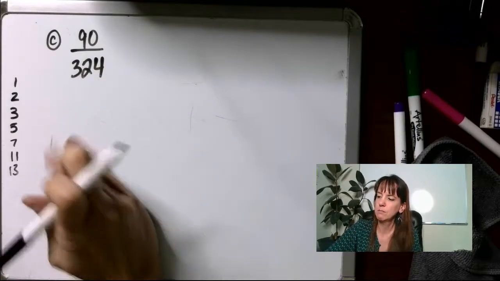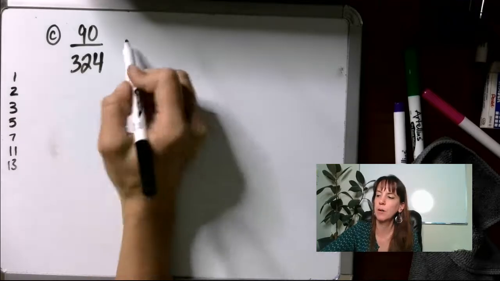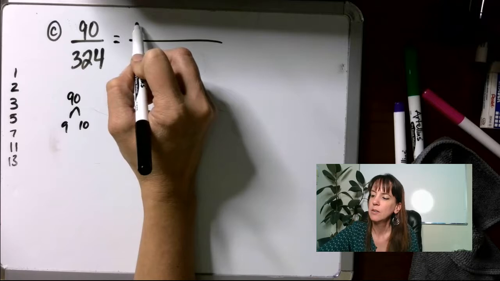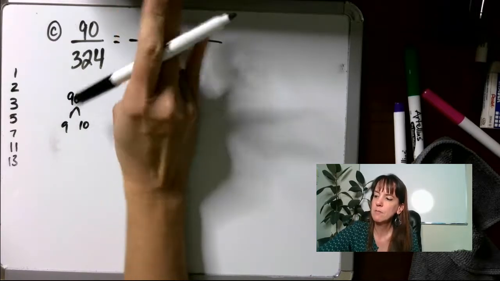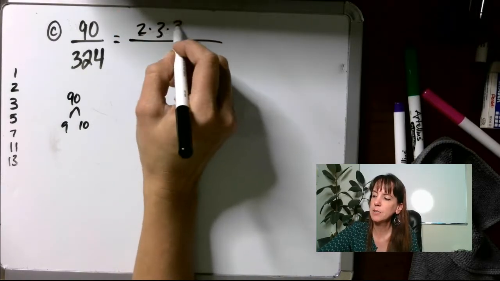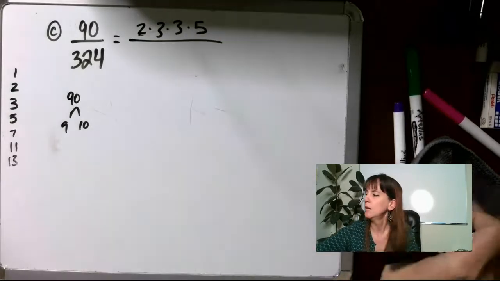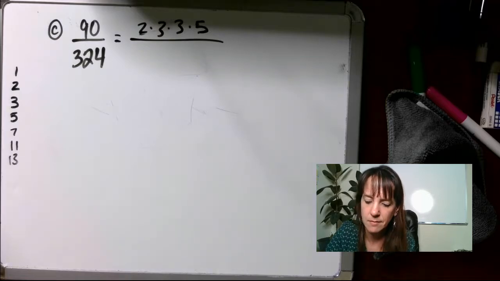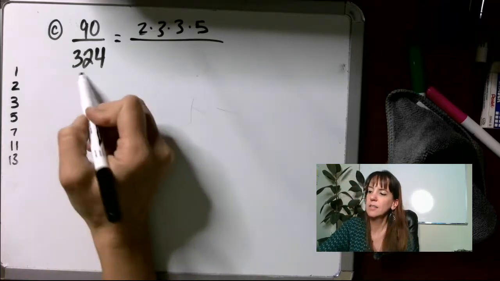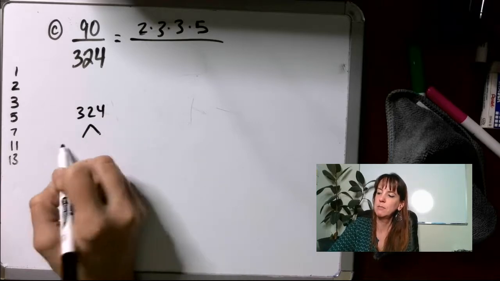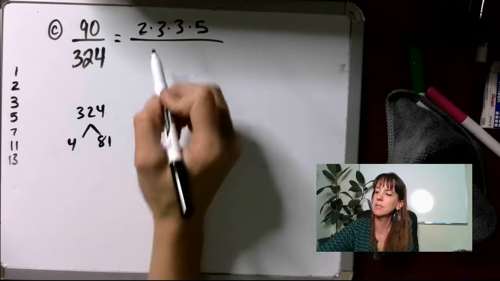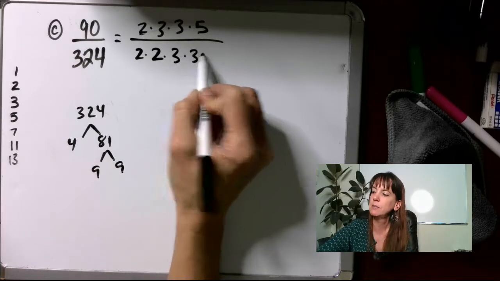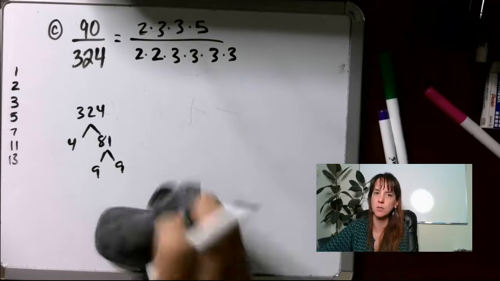Let's go back and do those prime factorizations again. 90 was 9 and 10, which means it was 2 times 3 times 3 times 5, right? And then 324 was 4 and 81, which means that this is 2 times 2, and then 81 is 9 and 9, so that's four 3s.